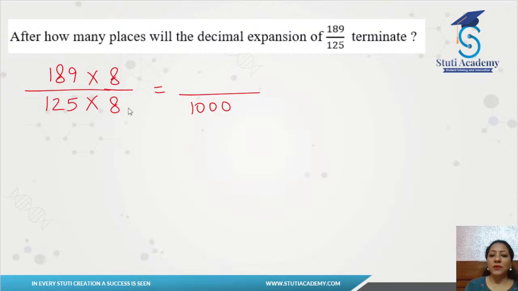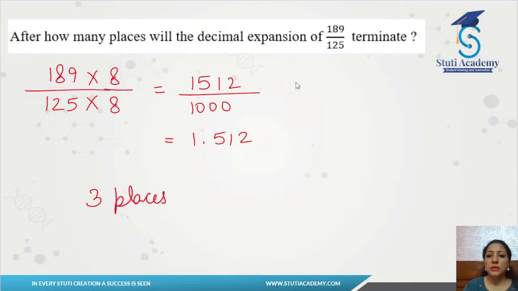Okay, so 125 into 8 will give us 1000 and 189 into 8 will give us 1512. Now 1512 over 1000. Very clearly we can see it can be written as 1.512. It has 3 zeros here, so we write it as 1.512. Finally, we can conclude that after 3 decimal places, this decimal expansion will terminate. So we can create a lot of questions like this also.